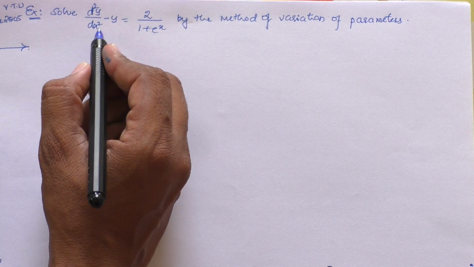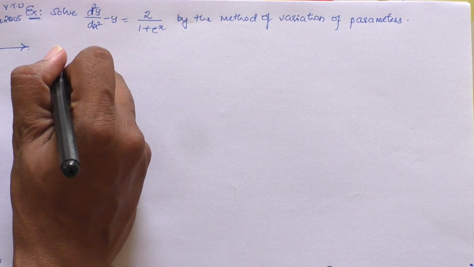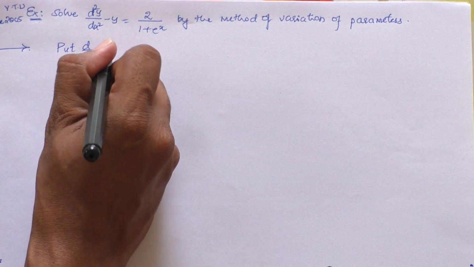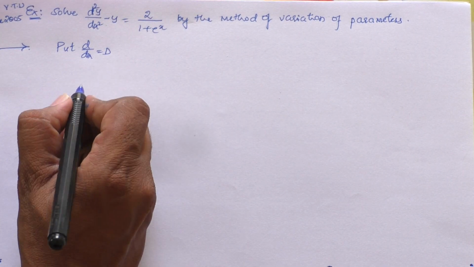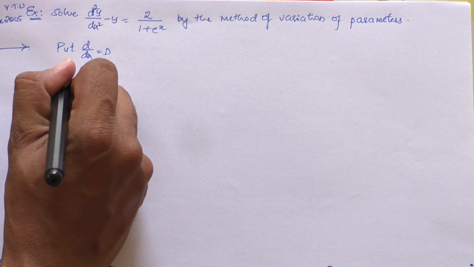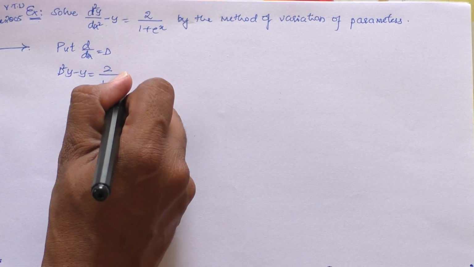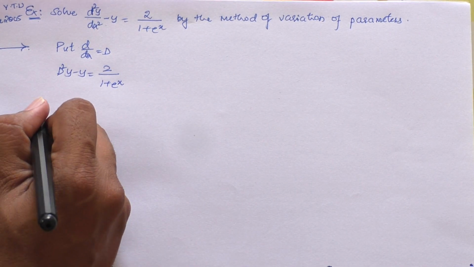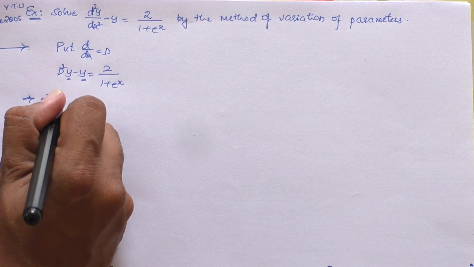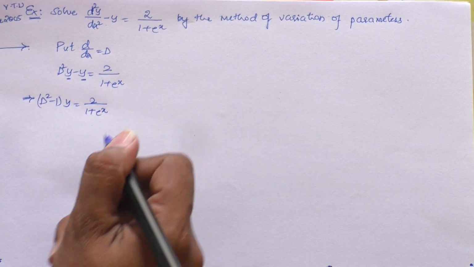Now, the given problem has derivative d by dx. So put d by dx equal to capital D. If you substitute, we have d square by dx square, so capital D square y minus y equal to 2 divided by 1 plus e raised to x. Now y is common throughout, so if you take y common, this implies (D square minus 1) y equal to 2 divided by 1 plus e raised to x.